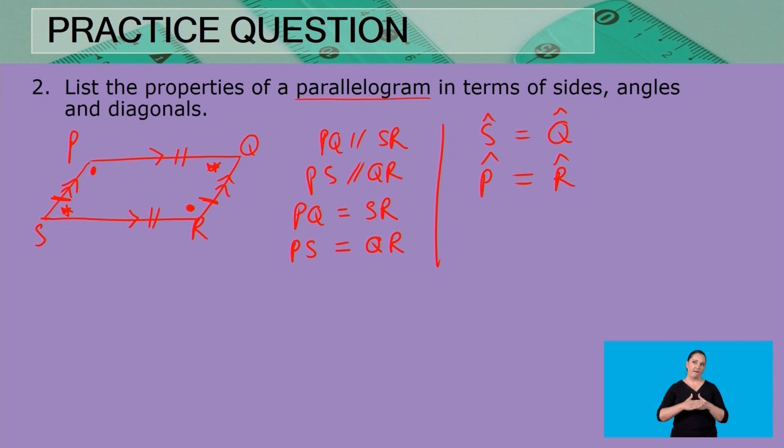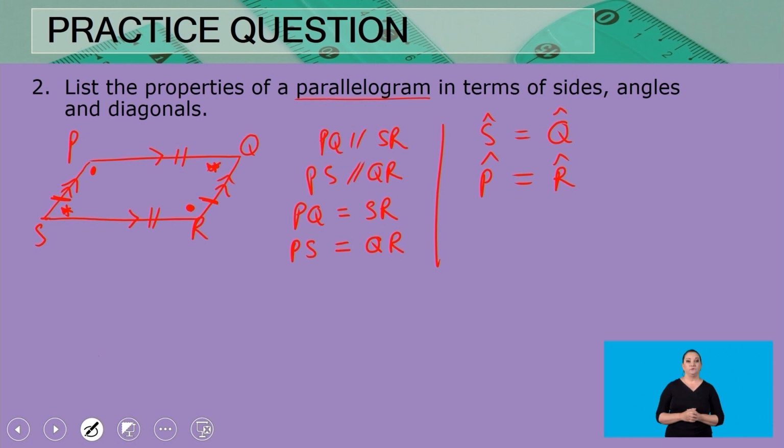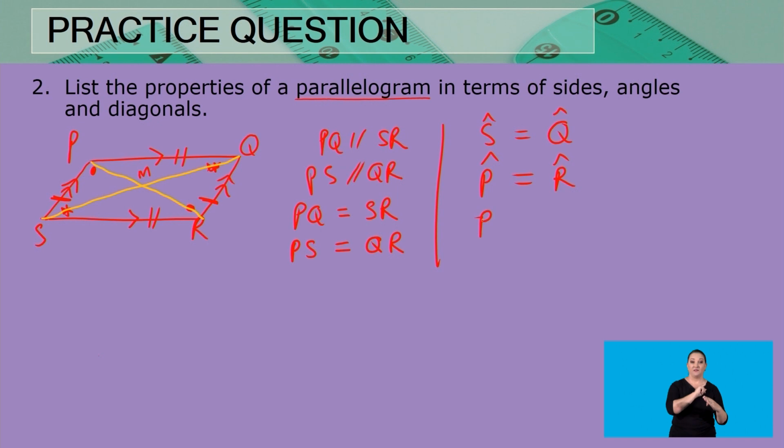Then lastly, when it comes to the diagonals of a parallelogram, we have SQ and we have another diagonal there, PR. So what do we know about those diagonals? Well, we know that they bisect each other. So if they are meeting there at M, then that would mean that PM is equal to MR, and it would mean that SM is equal to MQ. And those are the diagonals of a parallelogram.